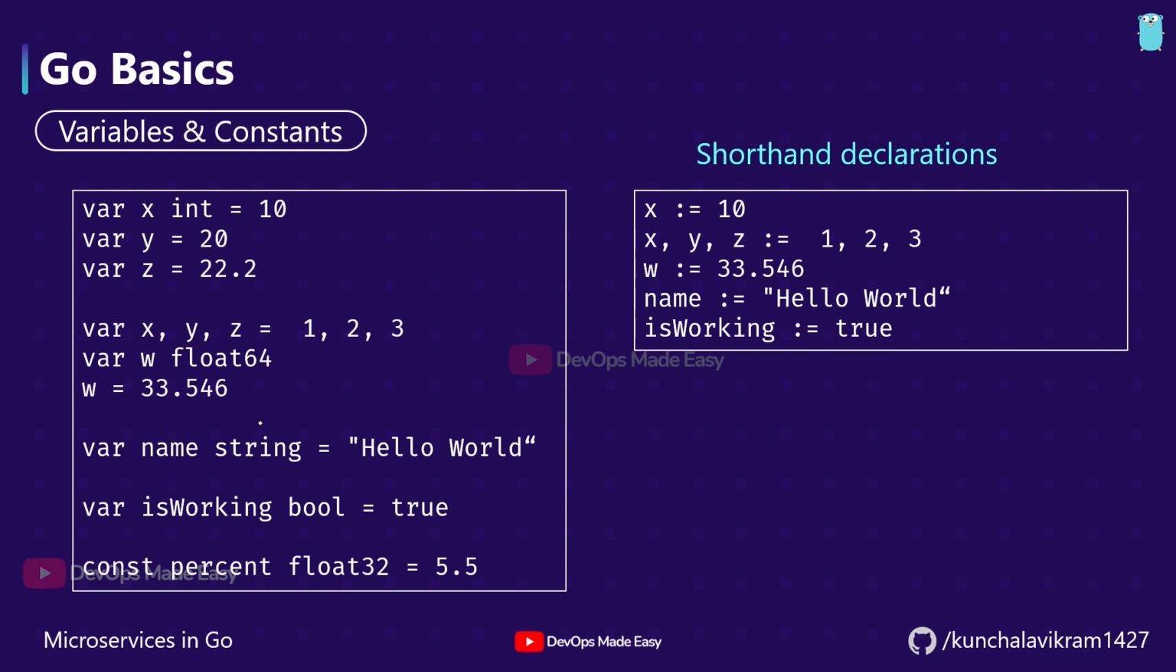You can also initialize a string data type. So var name, the data type is string, and the initial value is hello world. You also have an option to declare booleans. So var, boolean is the data type, the name is working, and the default value is true. For every variable, if you're not initializing any value, they're going to take the default values. And at the same time we have the constant for all the constant operations.